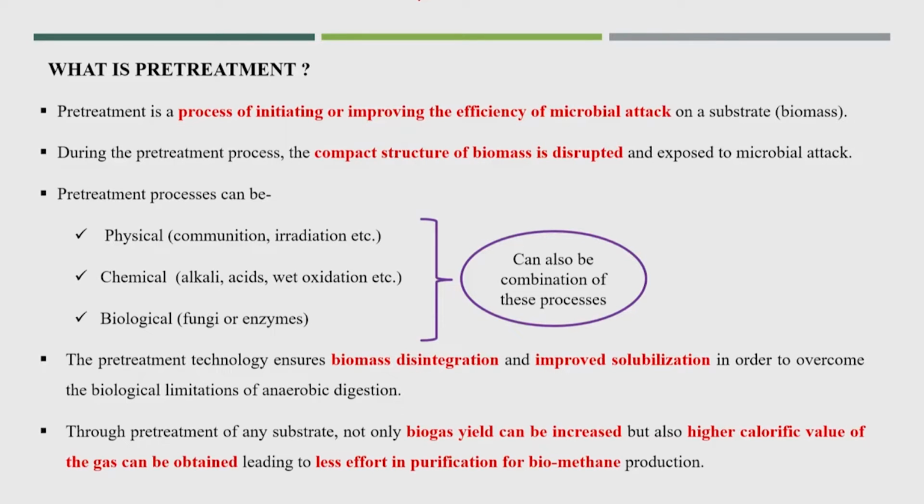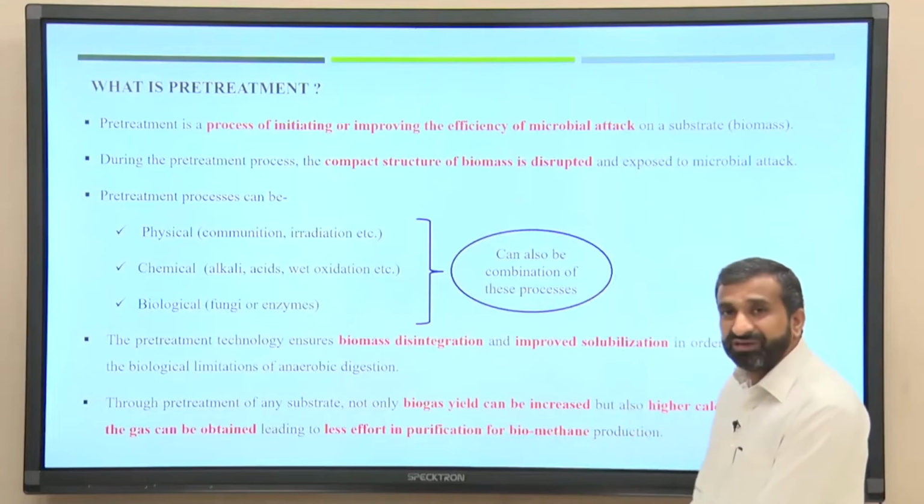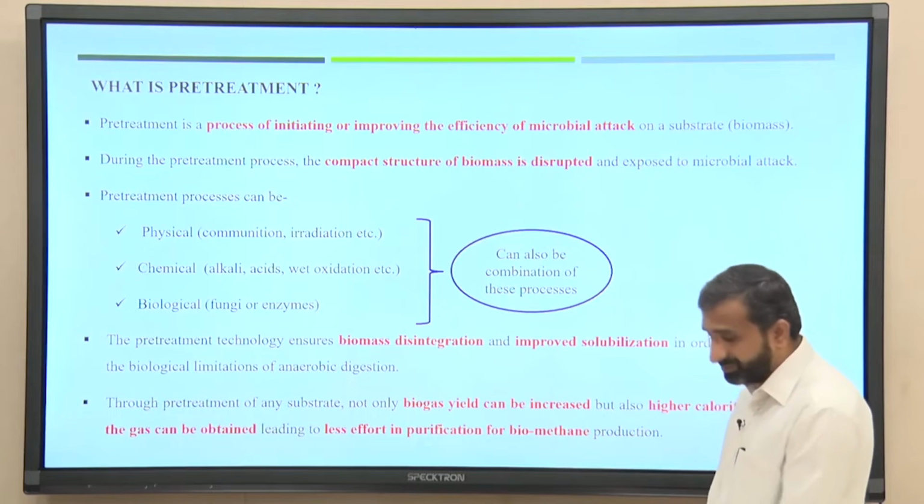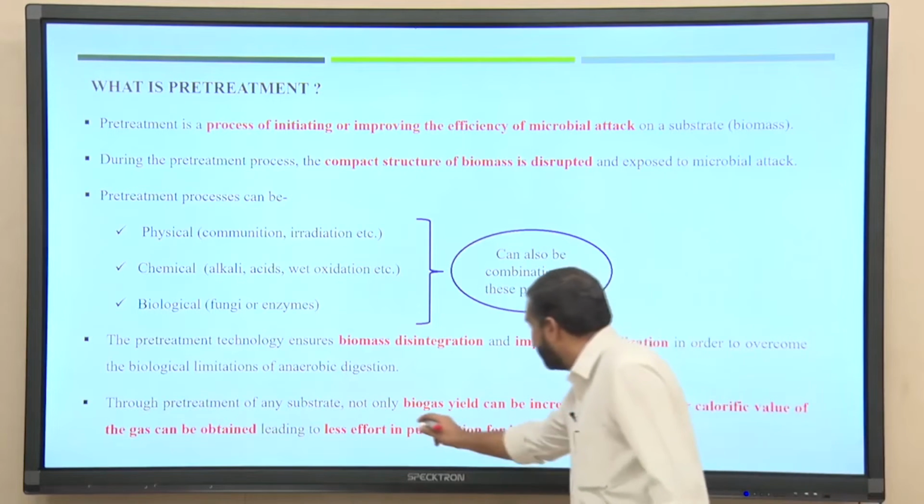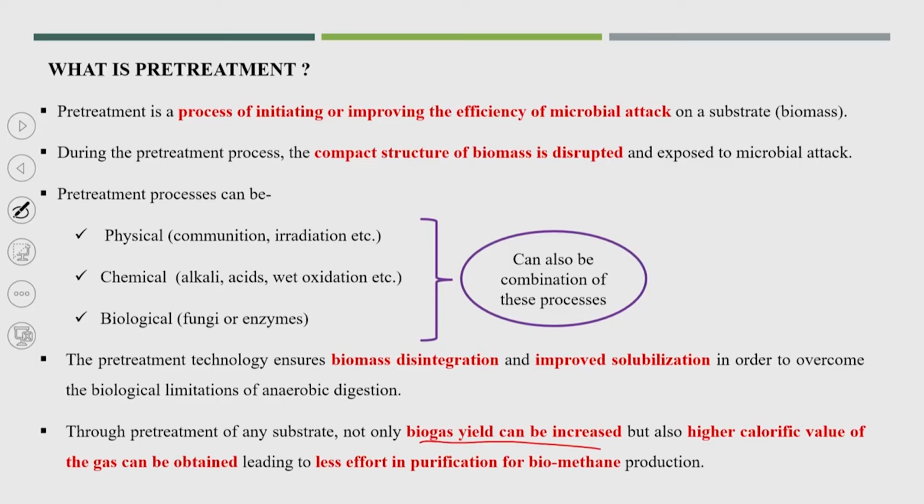Through pretreatment of any substrate, not only can the biogas yield be increased, but a higher calorific value of gas can also be obtained, leading to less effort in the purification of biomethane production. This is another very important benefit of the pretreatment process. Not only will it increase the biogas yield, it will reduce the degradation period, meaning your HRT will be lowered by having proper pretreatment, and also give a gas with a higher calorific value.